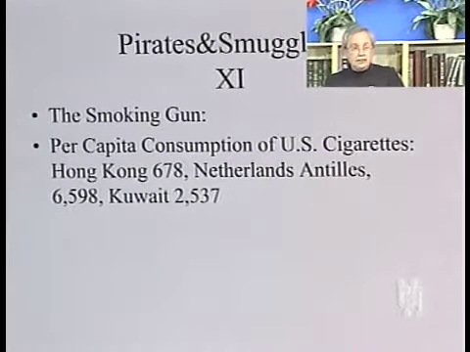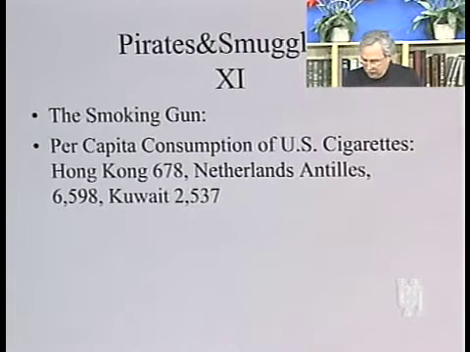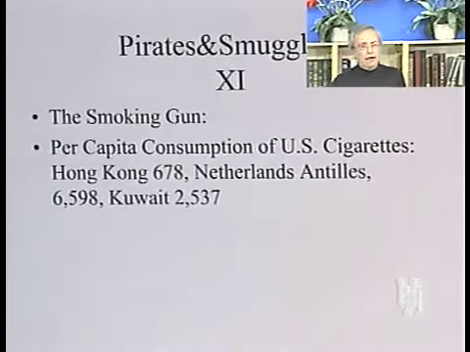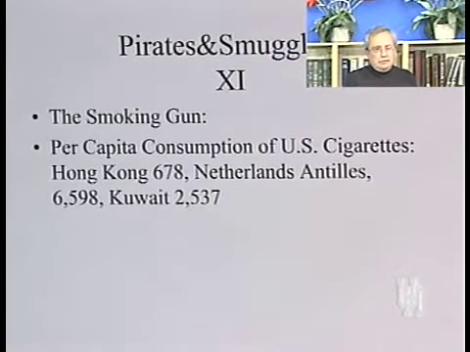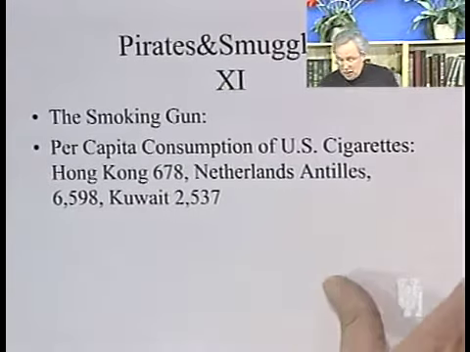In Netherlands Antilles, 6,598, and in Kuwait, 2,537. That means every man, woman, and child in each of these countries is supposedly smoking, well, let's say 6,000 cigarettes a year. They must have serious tobacco coughs. Obviously, the idea is that most of these cigarettes are not staying there. People are not consuming, per capita, 1,000, 2,000, 3,000, 5,000 cigarettes. These things are flowing in and then flowing right out again.